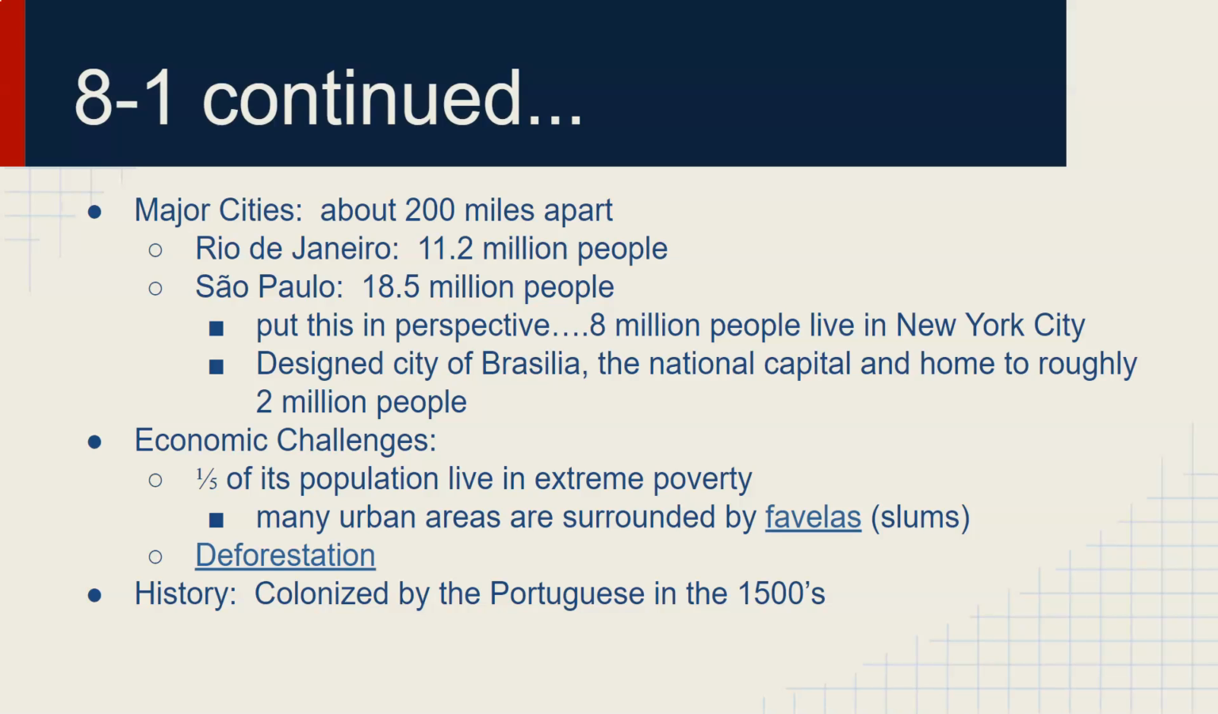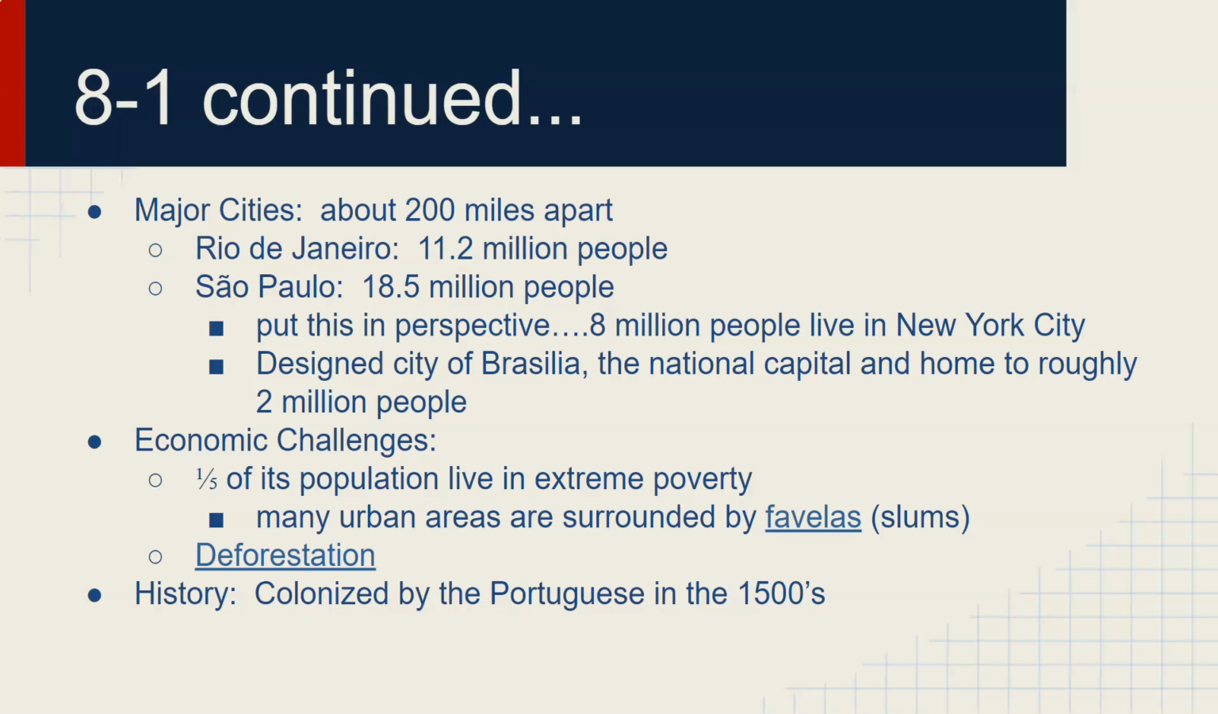Looking at the major cities, these tend to be about 200 miles apart, and so they're scattered throughout Brazil. A large part of that is the size of Brazil, but it's also the physical landscape to do with the rainforest as well as the highlands. Looking at some of these, Rio de Janeiro is among the largest cities, with 11.2 million people, so gigantic. Sao Paulo is about 18.5 million. So again, these are massive cities.